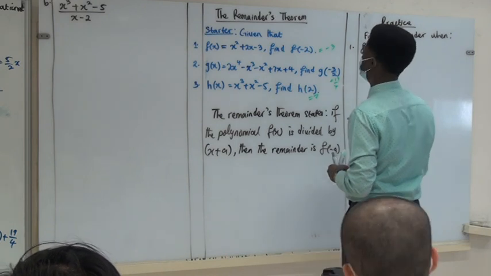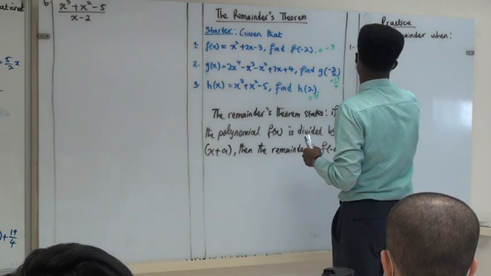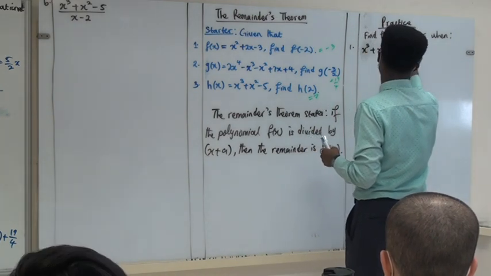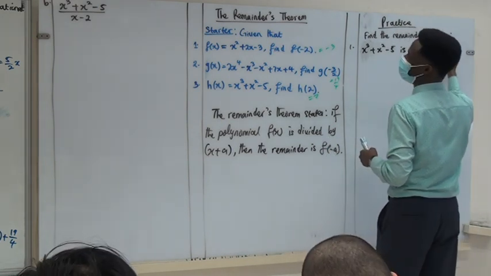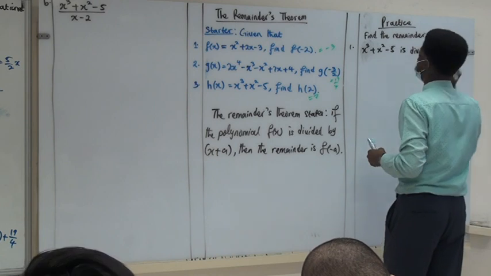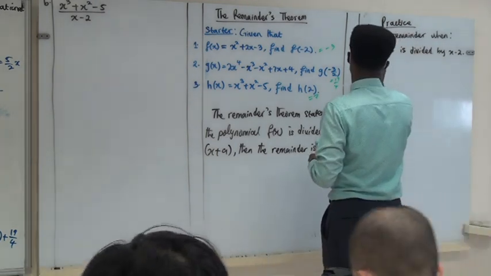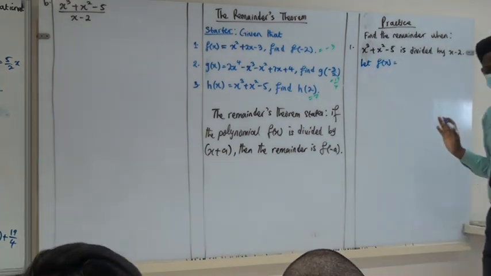When f of x, maybe it's not even called f of x, it's just x cubed, no notation, okay, is divided by x minus 2. So this is how I will do it. Because it's not called anything, so let it be f of x. That's the first thing I will do.